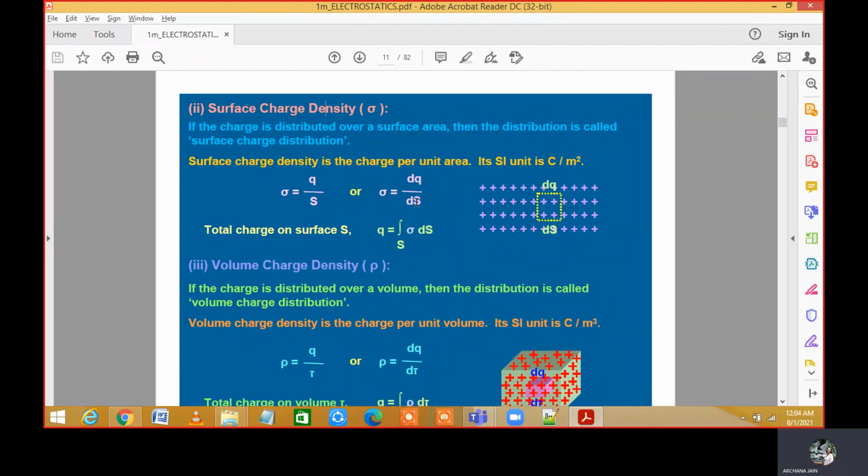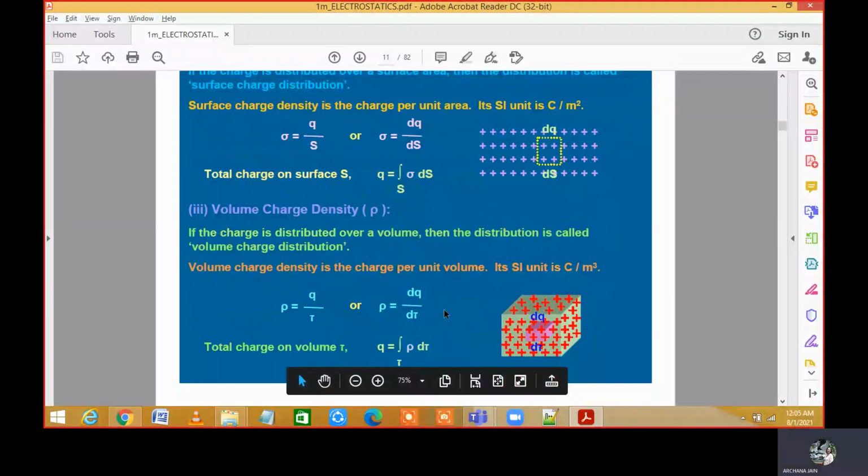If you cross multiply it, you will get dq is equal to sigma ds. Again, when we want to calculate the total charge on the surface, then we have to integrate it. Integral of dq is Q, and integral S means along the surface, sigma ds. Now, next one is the volume charge.